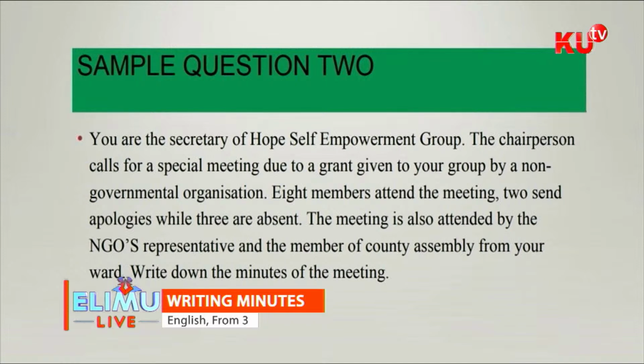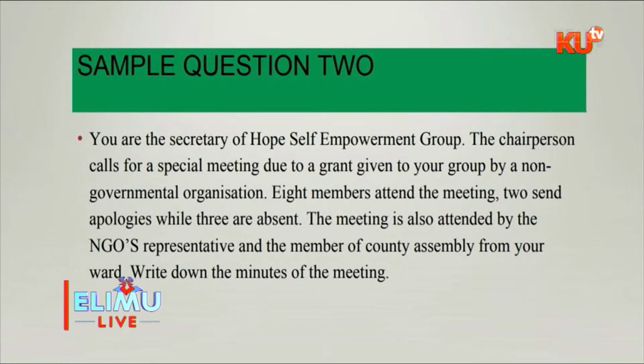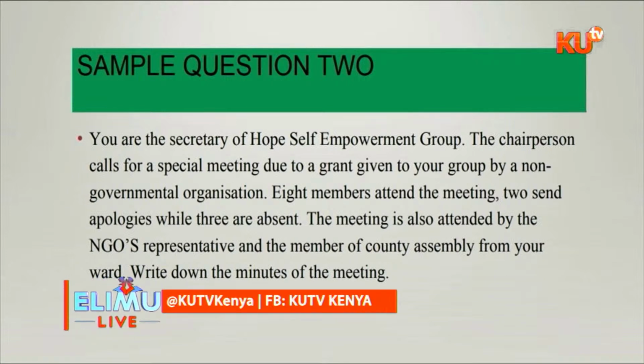So it is good to note that this question is different from the one that you have just done. In this one, it is not the first meeting. You are told you are the secretary of Hope Self-Empowerment Group. The chairperson calls for a special meeting due to a grant given to your group by a non-governmental organization. 8 members attend the meeting. 2 send apologies while 3 are absent. The meeting is also attended by the NGO's representative and the member of county assembly from your ward. Write down the minutes of the meeting. I hope that one is not a difficult one to attempt. Thank you. So I will leave you with that.